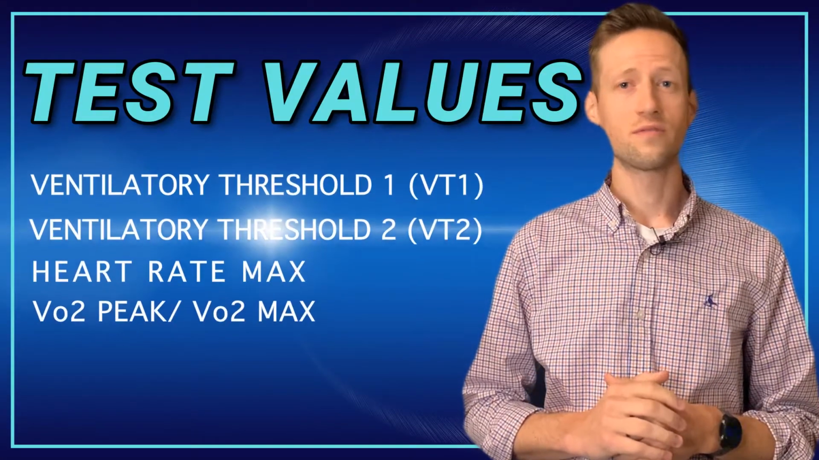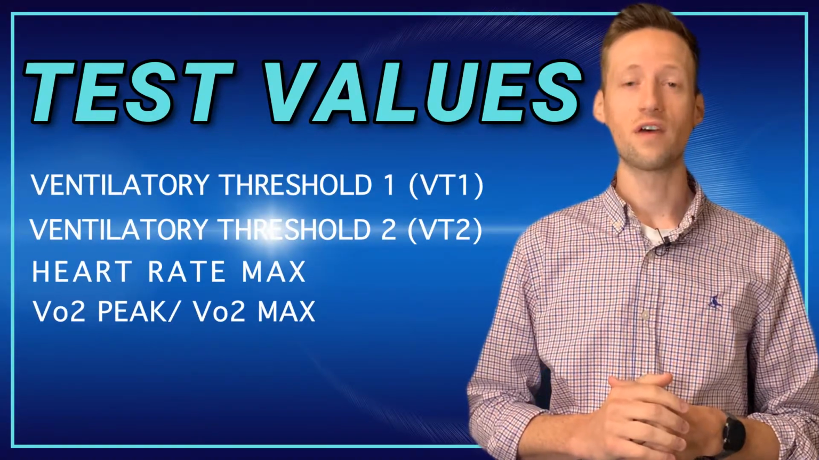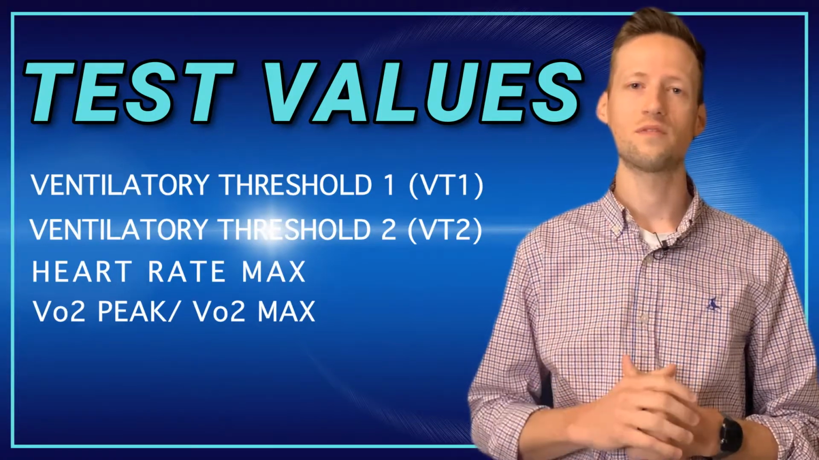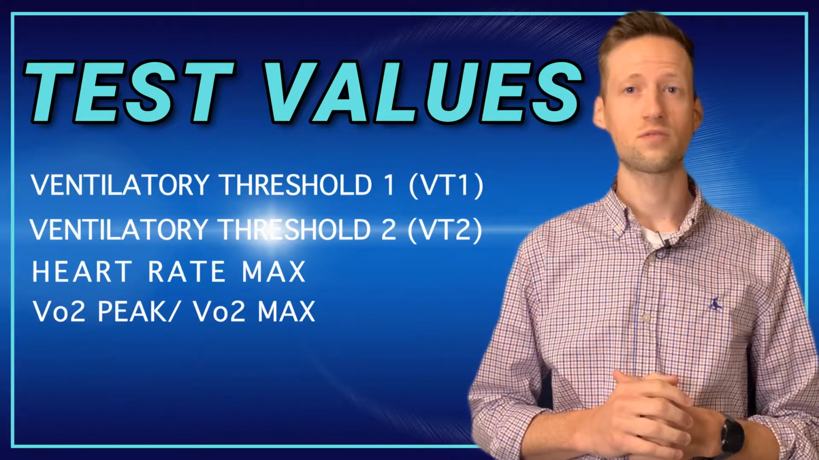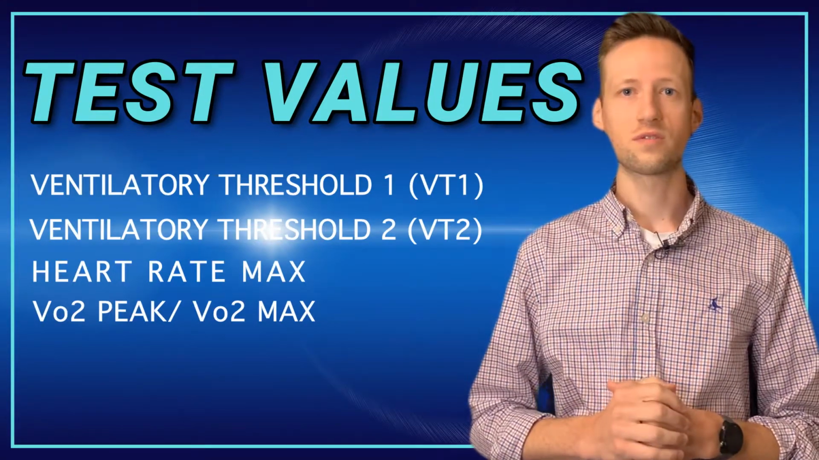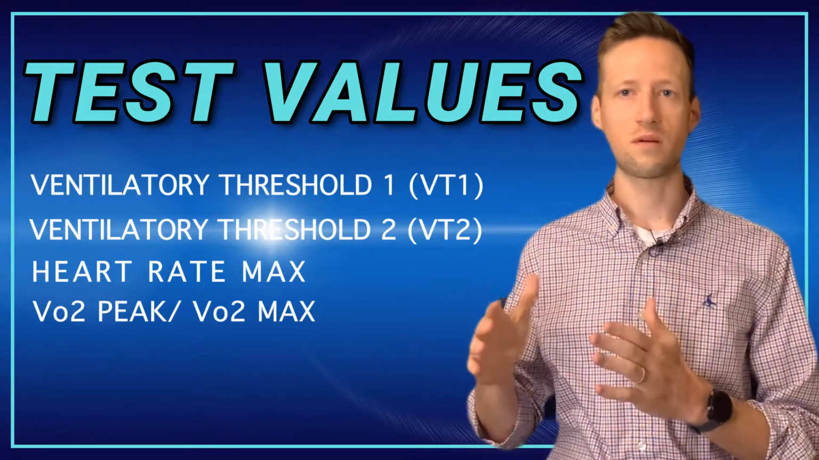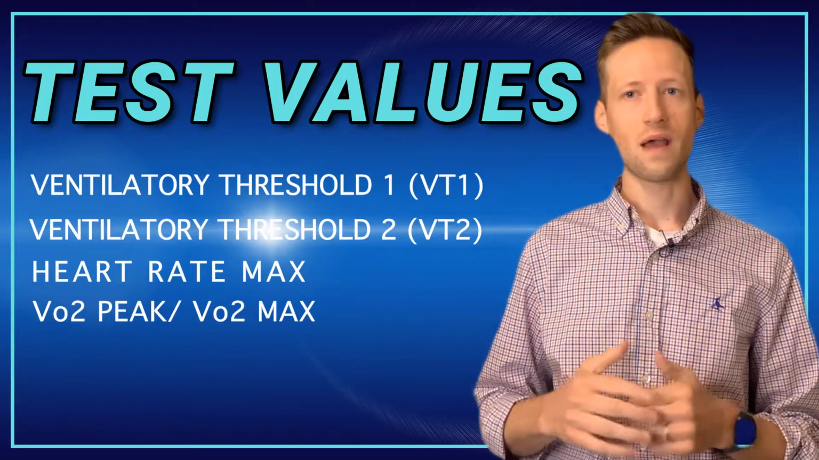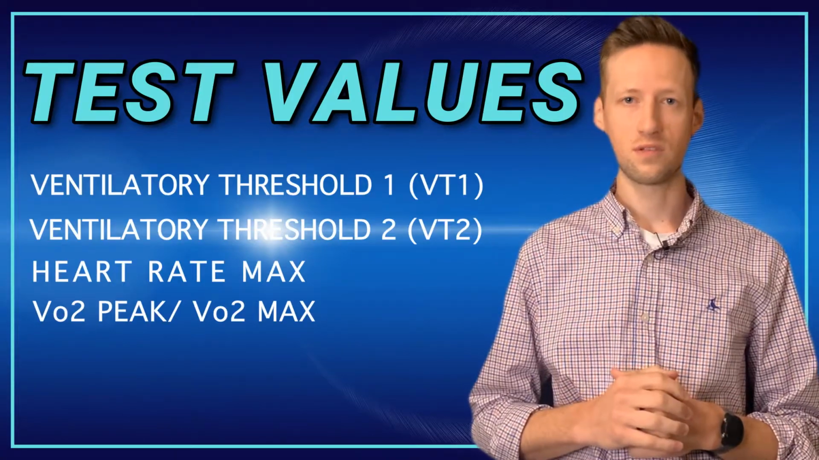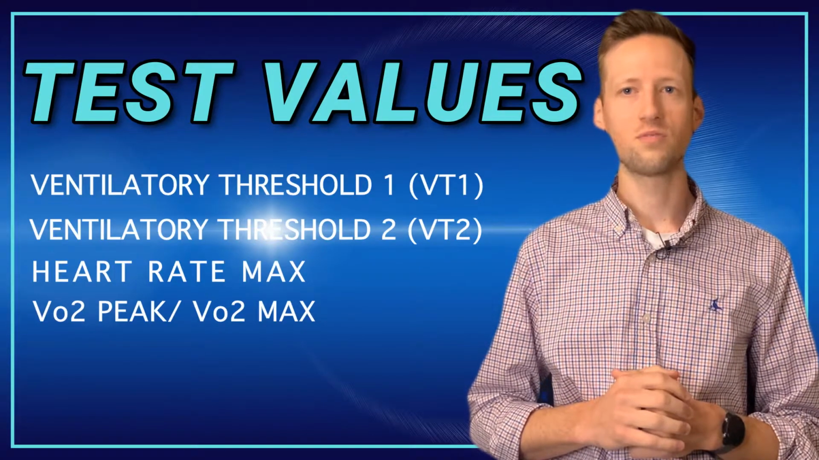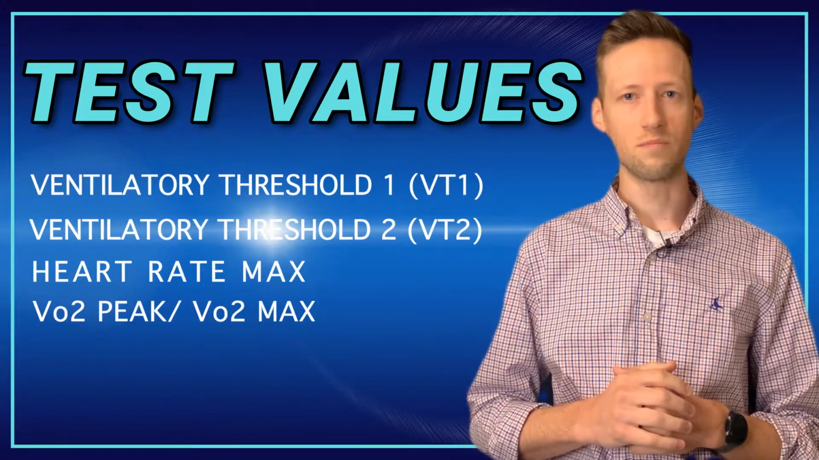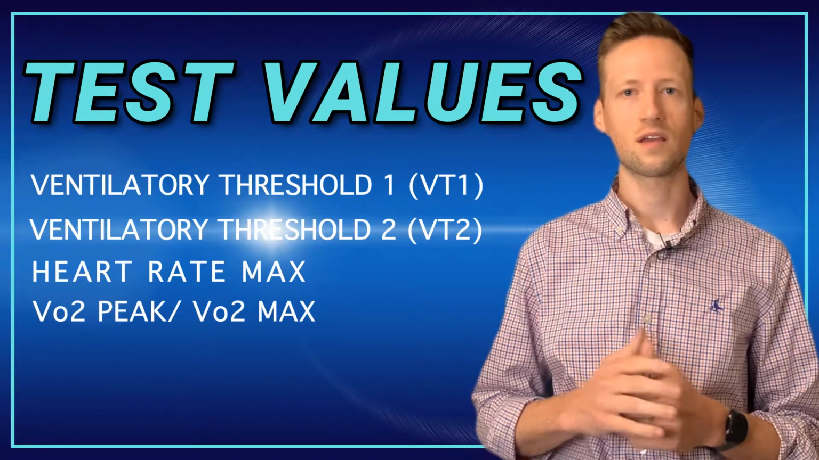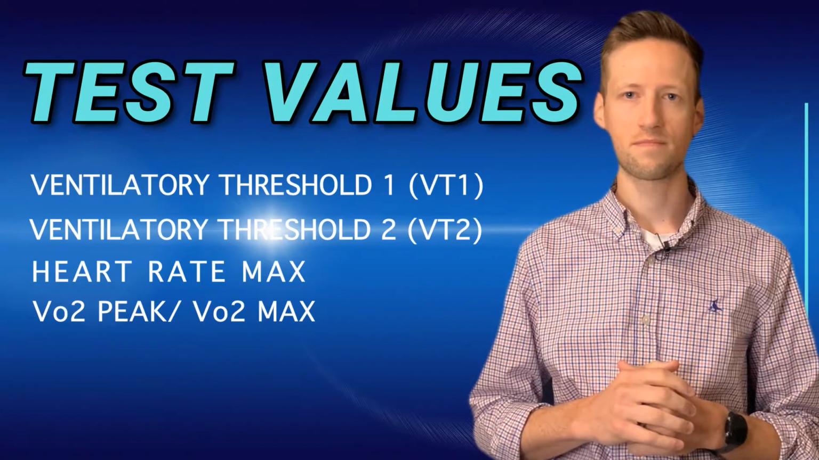So, just to review those four values again, we have Ventilatory Threshold 1, which is going to serve as the heart rate value at the top of your easy zone. Ventilatory Threshold 2, which denotes the heart rate at which you switch into your top training zone, which can improve your fatigue resistance. Heart rate max, which is the highest heart rate that you achieve during the test. And then VO2 peak or VO2 max, which is the peak amount of oxygen that you consume during the test and is a marker for tracking and comparing cardio fitness over time.